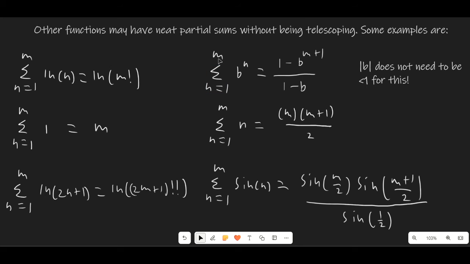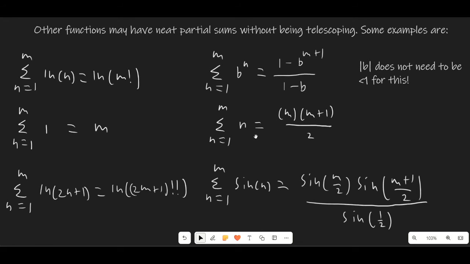The sum from n equals 1 to m of b to the n equals (1 minus b to the m plus 1) over 1 minus b. And this actually holds up even if the absolute value of b is not less than 1. So you could use b equals 2 in this situation, though I don't think there are many summations where you'd have to actually calculate this.